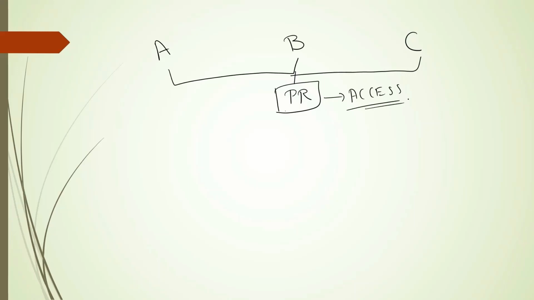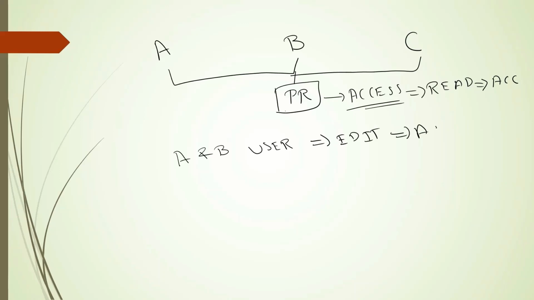access, for example, read access on the account object. And now there is a requirement that A and B users should have edit access on account. So there are 2 approaches to it.